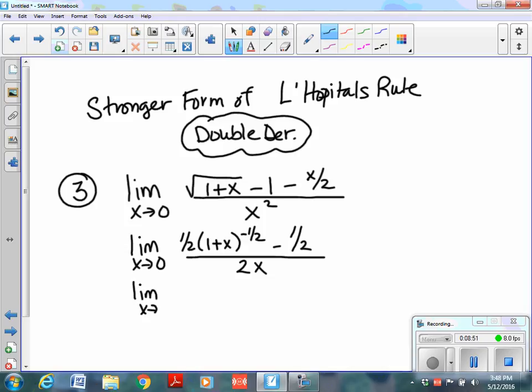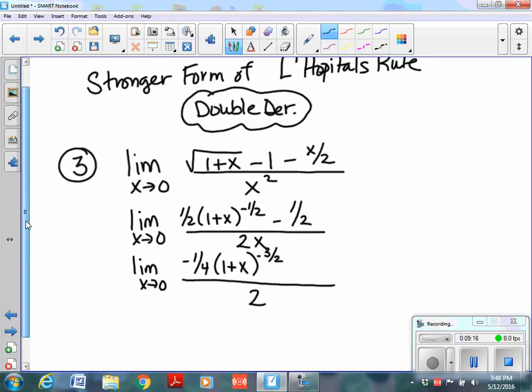The limit as x approaches 0: what's the derivative of 2x? 2. What's the derivative of 1/2? It's gone. What's the derivative of this? You take the negative 1/2 and put it out in front, which gives you a negative 1/4. Leave the inside alone, subtract 1 from the exponent, which is a negative 3/2. Also find the derivative of the inside, and you are done.